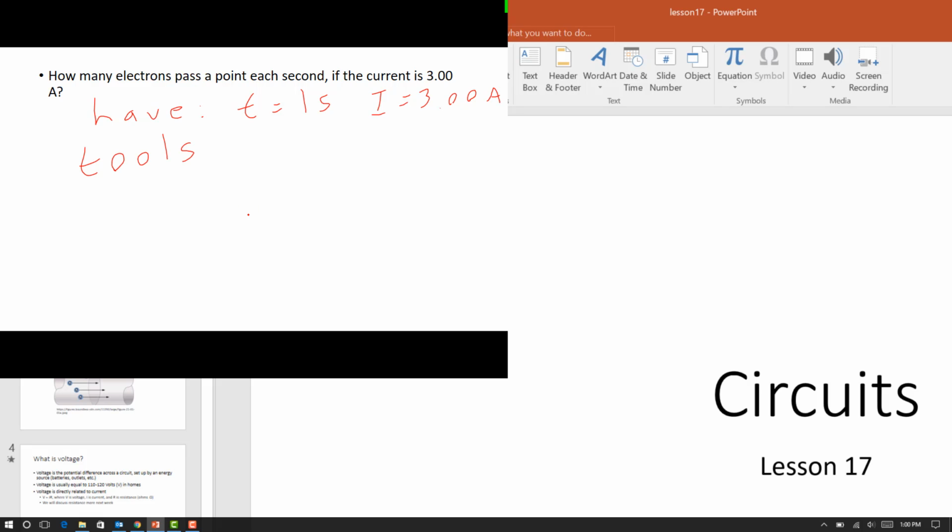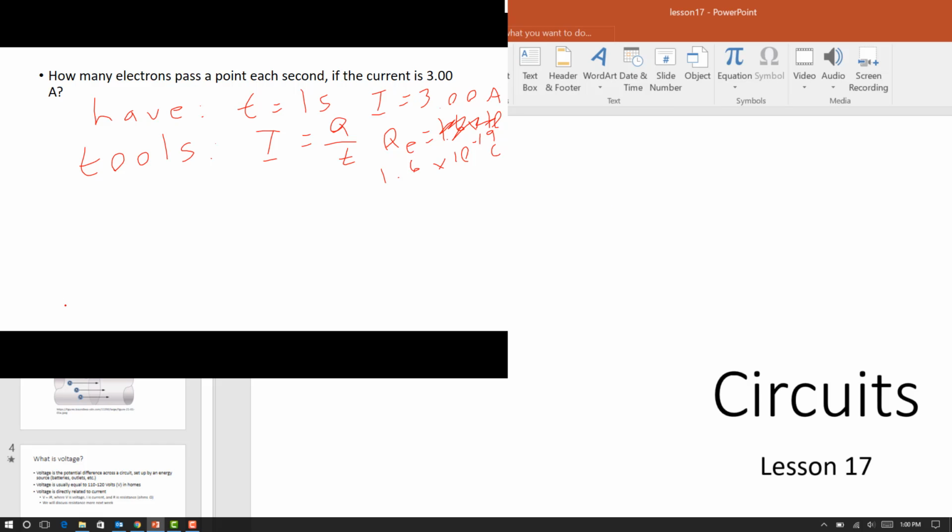So tools, we're going to use the same tool. Current is equal to charge divided by time. But then we also need that the Q of a single electron is equal to 1.6 times 10 to the minus 19. Oh, I'm running out of space. Let's do this again. 1.6, I'll erase this, times 10 to the minus 19 coulombs. Okay?